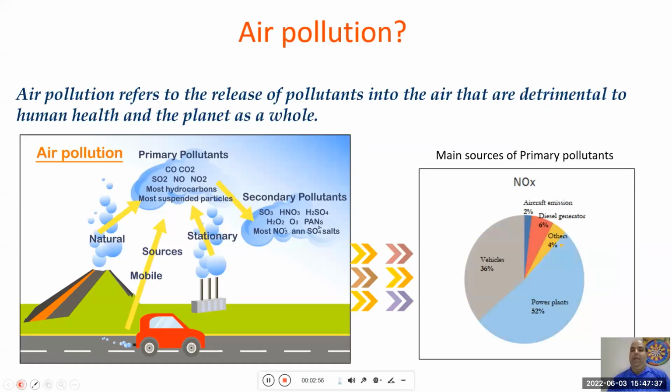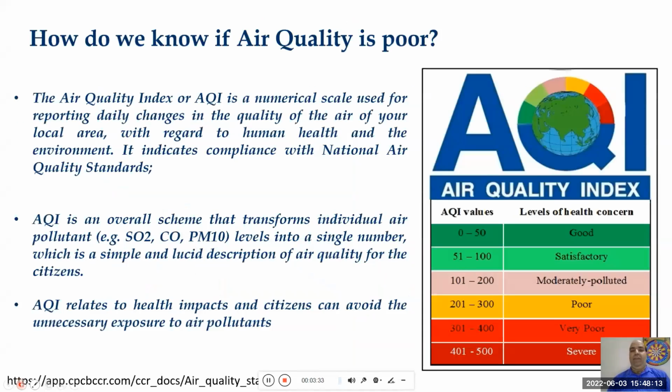You can see the main sources of primary pollutants like PM2.5 and PM10. What are the actual sources which put NOx, CO, and PM2.5 into the air? We can see clearly in the picture, or GIF diagram, that vehicles, aircraft emission, diesel generators, road dust, concrete batching, power plants, and mostly domestic fuels create these primary pollutant sources. How do we know if air quality is poor?